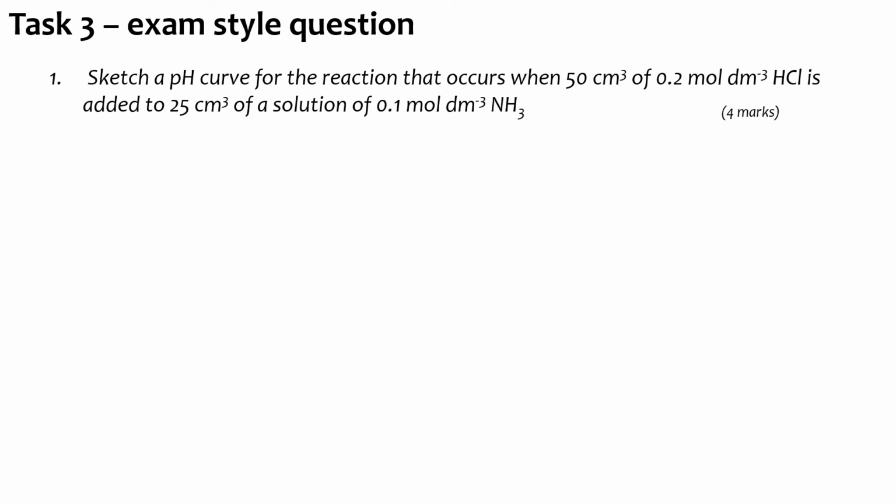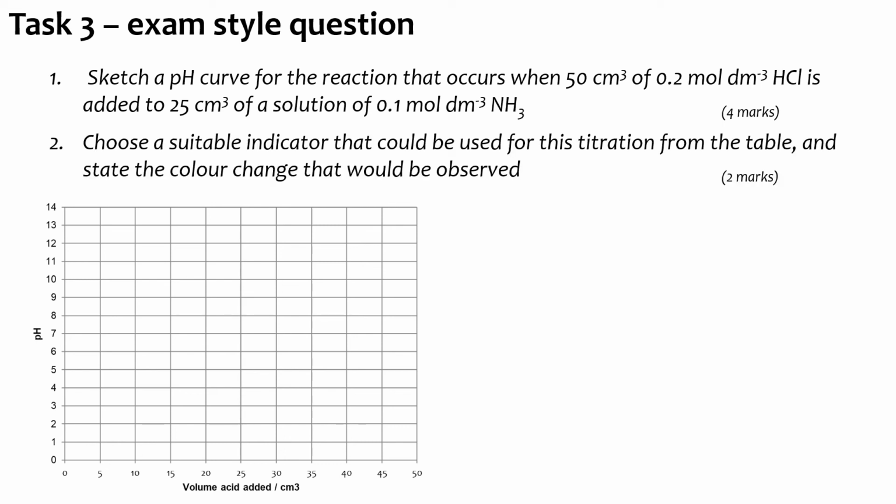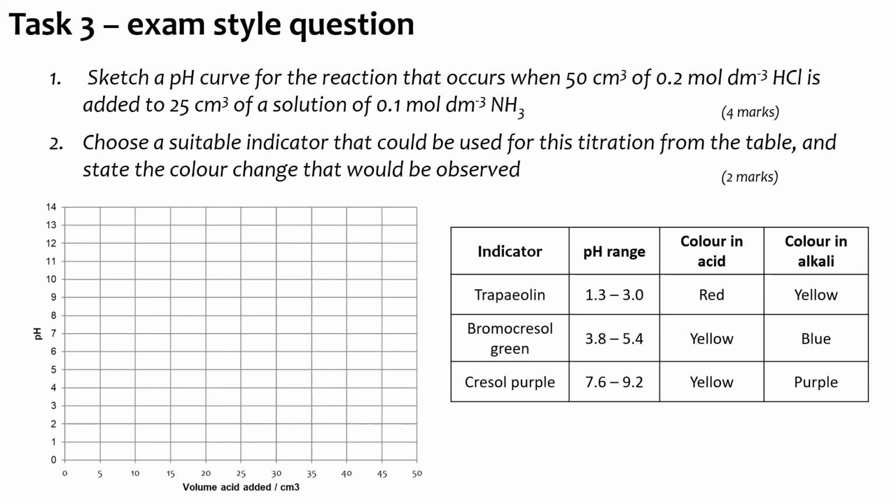Okay, task 3, going to give you an exam style question. Number 1, sketch a pH curve for the reaction that occurs when 50 cm³ of 0.2 mol/dm³ HCl is added to 25 cm³ of a solution of 0.1 mol/dm³ NH3, and that's 4 marks. Just giving you the grid there so you've got something to aim at. It does only need to be a sketch graph. Number 2, choose a suitable indicator that could be used for this titration from the table and state the colour change that would be observed. 2 marks. And there's the table just with the information. As always, pause the video, have a go, and then mark your answers.